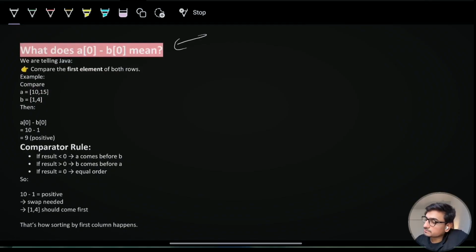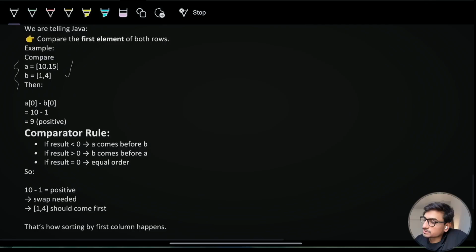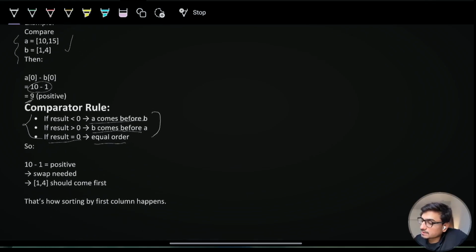So we are telling Java to compare the first element of both rows. For example, the first is let's say 10 comma 15 and the second is 1 comma 4, right? a of 0 minus b of 0 means 10 minus 1, which is 9, a positive number. So how does it compare basically? It checks the final result: if it is greater than 0, then b comes before a. If it's less than 0, then a comes before b, and if it equals 0, then equal order, right? And that's how it is compared.